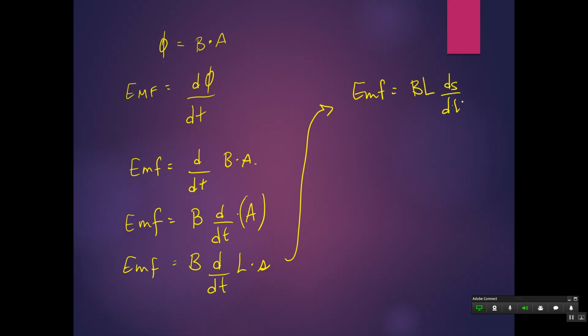And dS/dt, or the derivative of distance as a function of time, is what? The rate of change of distance is, think back to last year, think hard, yeah, velocity, right? So the EMF is equal to B times L times V. Correct. So this would be correct if we're talking about constant velocity.